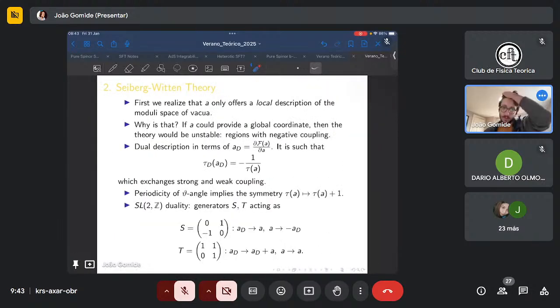Okay, so now going back to the moduli space, that first characterization was not a complete story, mainly because the coordinate a or u that we had before is not a global description of the moduli space.